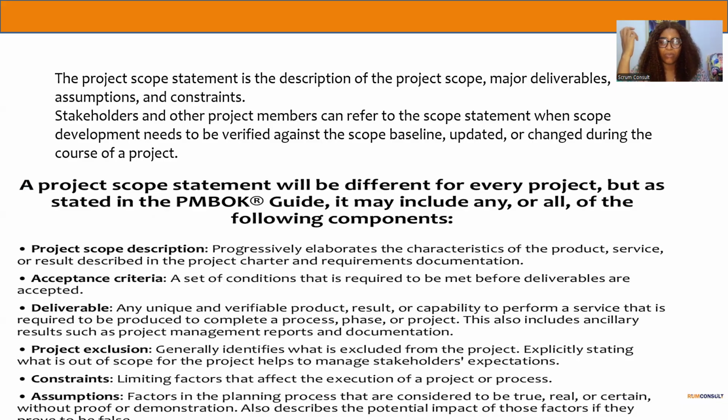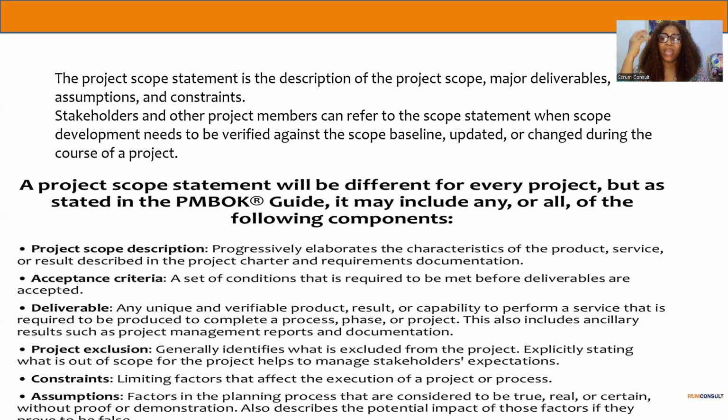Now, this is what we call a scope statement. We are going to come back to it. We have not yet got there, but just look at what a scope statement is. We said it's a description of a project scope, major deliverables, assumptions, constraints, and what? Out of scope, okay? Anything that is even out of scope can be in the scope statement. So a scope statement is a document that describes everything around the project scope, okay?